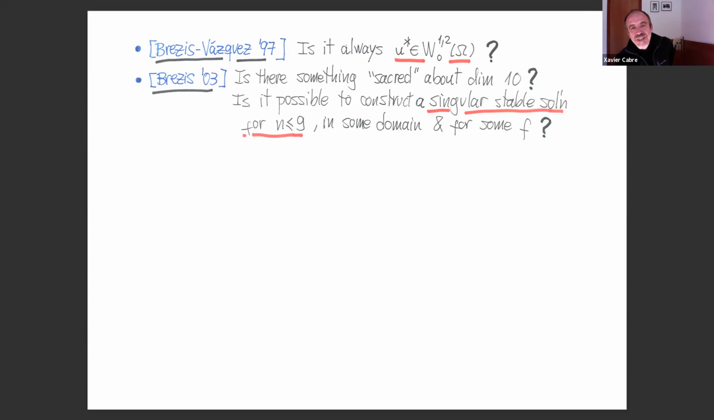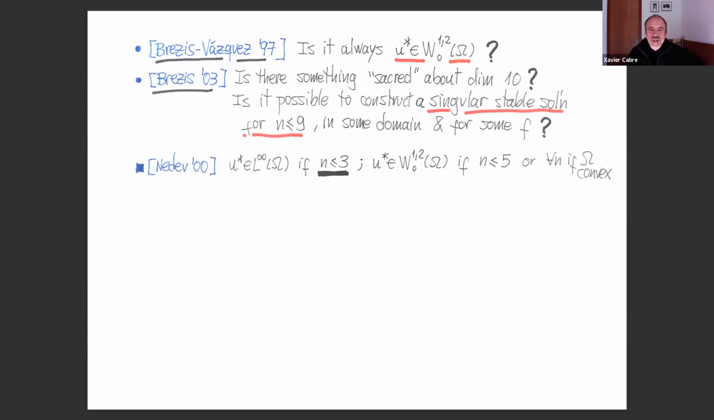Or on the contrary, is it possible to construct a singular stable solution in smaller dimensions for some domain and some nonlinearity? So as you see, at that year, we still didn't know what the answer was. Brezis didn't know the answer. Nobody knew the answer. Another question that you find in another paper by Brezis and Vázquez is, for instance, is the extremal solution always in the energy space H1 or not? So these are the questions.